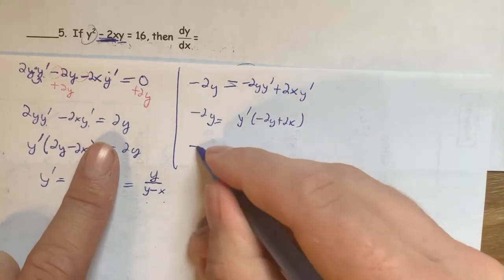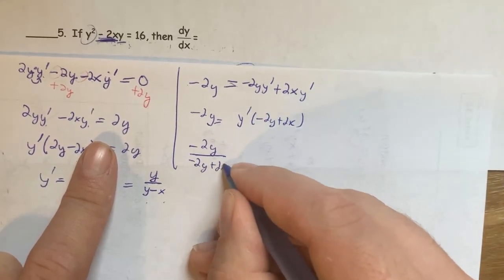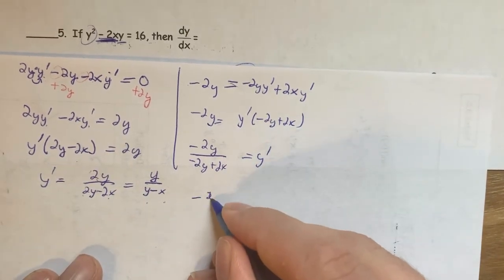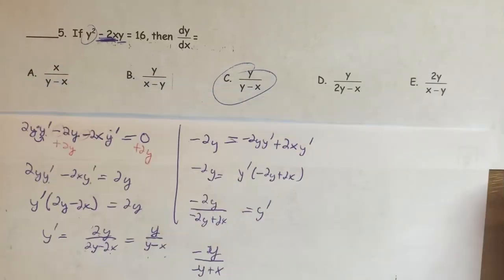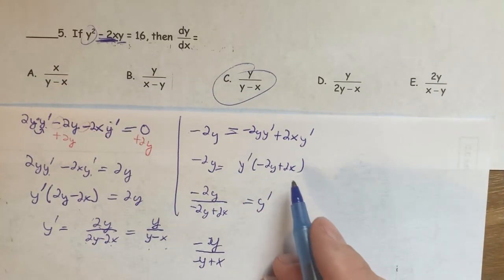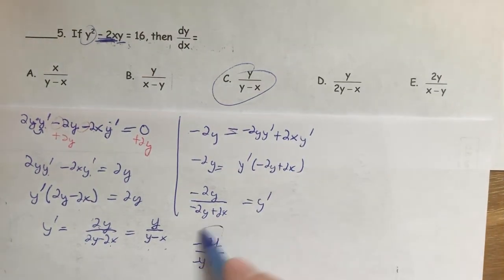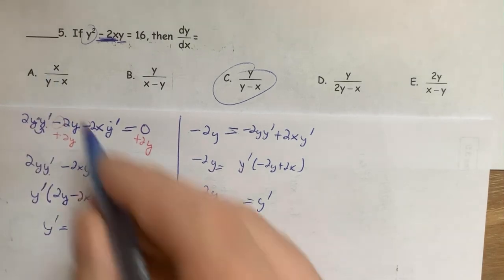And divide. So negative 2y divided by negative 2y plus 2x equals y prime. And I can divide them both by 2 again. And now I'll get negative y over negative y plus x. And now I don't actually see any of the answers here. This doesn't quite match up. It doesn't have a y on the top. I know this is going to be wrong.